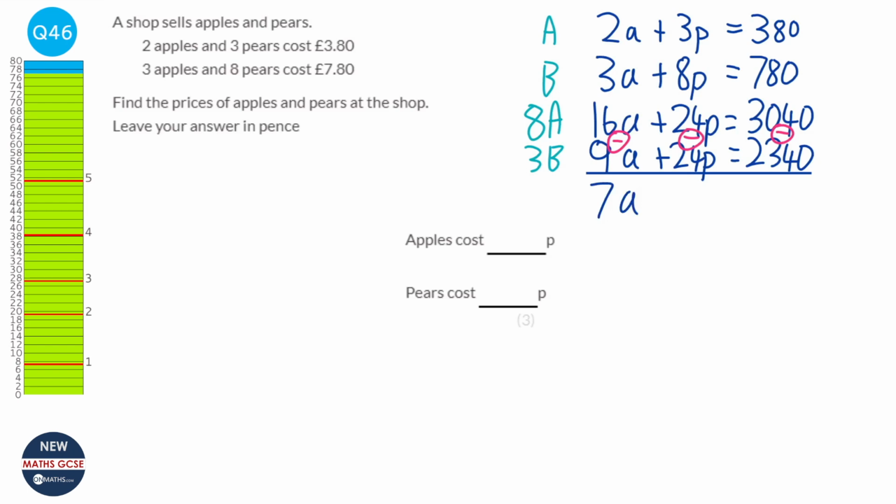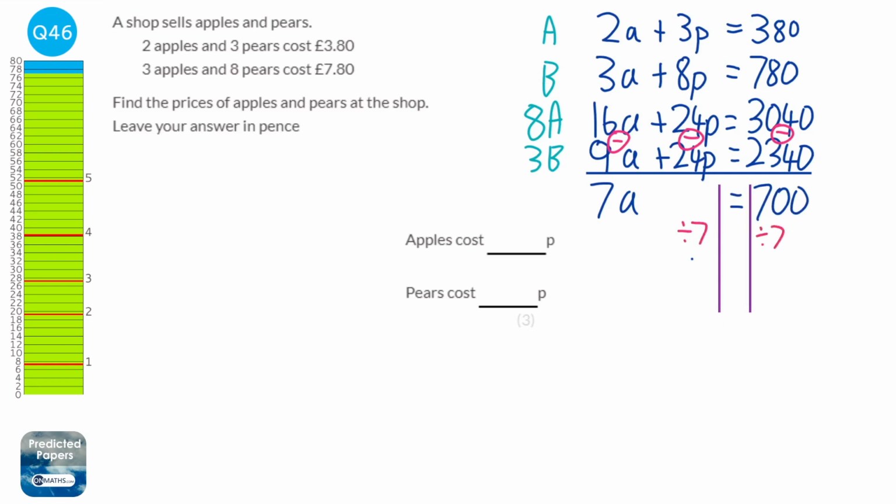24p take away 24p, which is nothing, which is why we did that, is to eliminate them. And then 3040 take away 2340 will be 700. Then I can put my lines in, and all I need to do now is just divide both sides by 7, and I get a equals 100. So we know that apples cost 100, or £1.